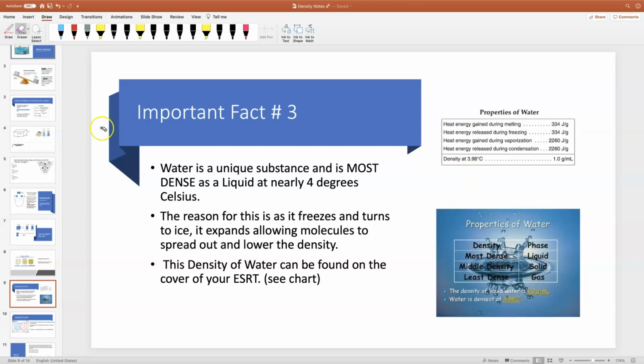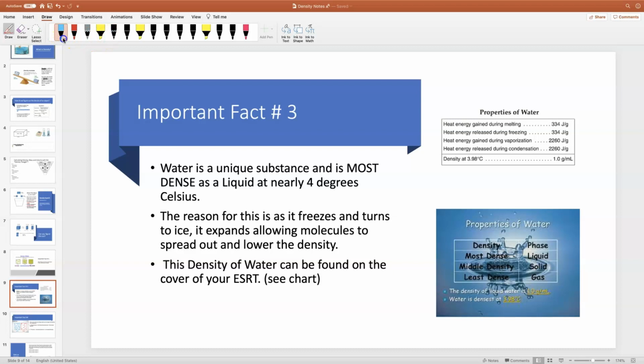Now, when water freezes, something entirely different happens, okay? So it is actually most dense as a liquid. It has a slightly lower density as ice, or solid. And then water, when it's least dense, is when it's a gas, right? And explaining to you what happens with water is an important concept.